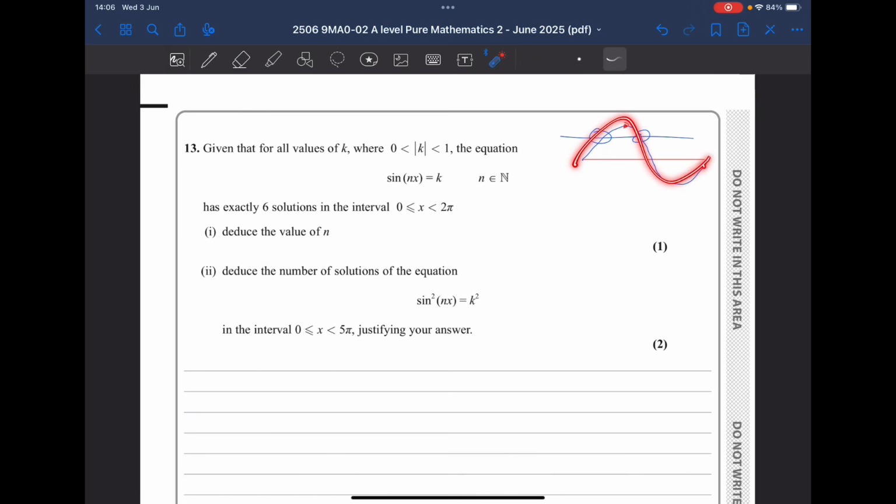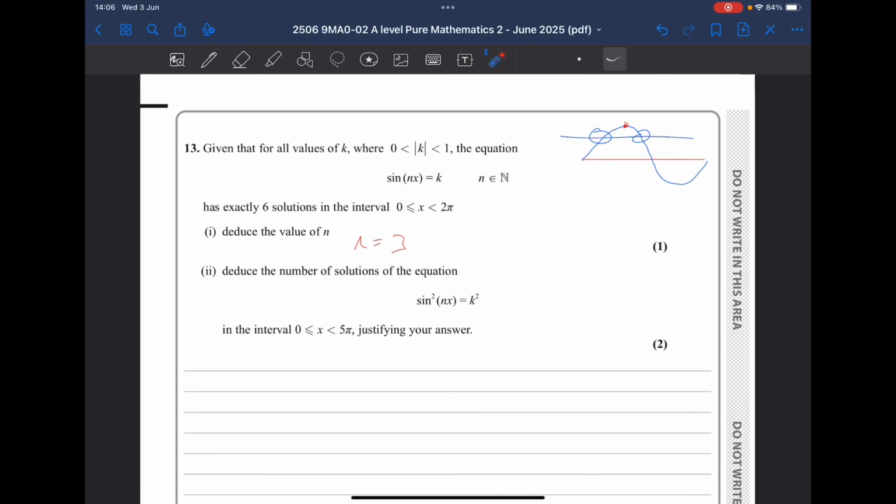So that happens every full cycle. We get 2, but we need to have 6. So we need 3 full cycles. n refers to how many full cycles you have every 2 pi. So n must be 3. Just double checking that. Every full cycle you get 2 solutions. We need 6, so we must do 3 full cycles.